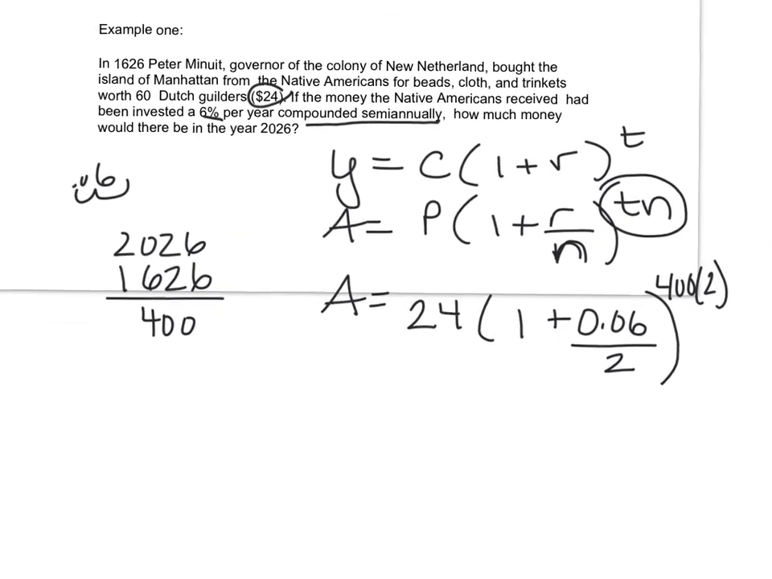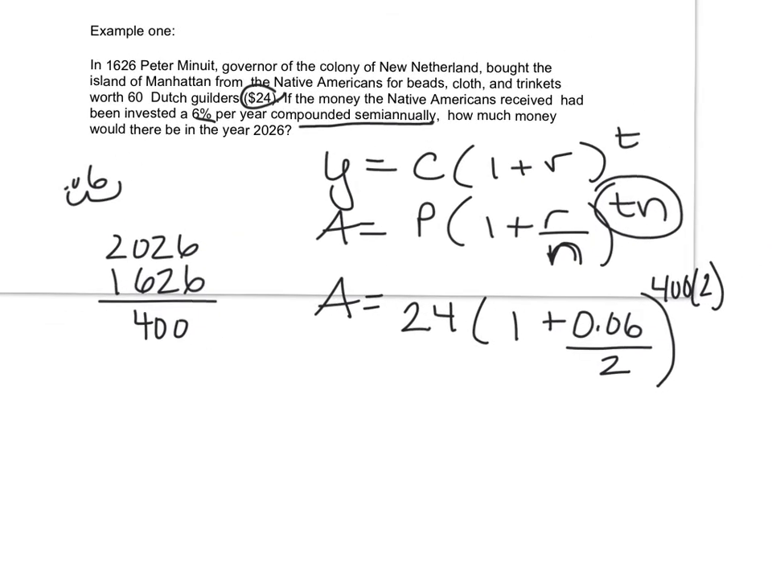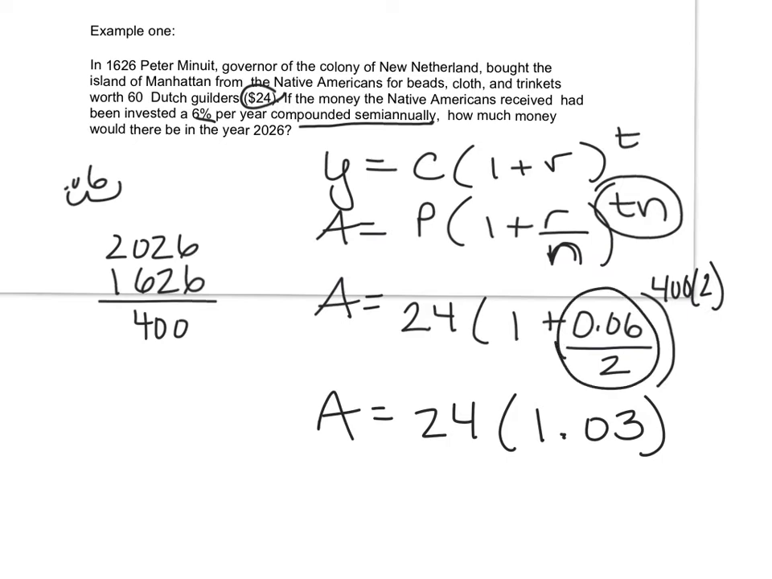Okay, so I'm just going to simplify this up. This is what I would do along the way. So here inside the parentheses, it's going to end up being 1.03. How I got that is I took the 6 percent, divided it by 2. So just do 0.06 divided by 2. Add 1, you get 1.03. Then we've got 400 times 2, which is 800. Now it just looks exactly like what we've been doing. So you're going to do 1.03 raised to the 800th power, multiply that by 24, and you should end up getting the following answer.